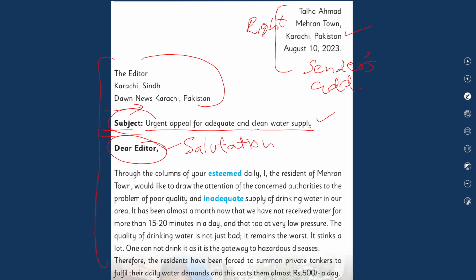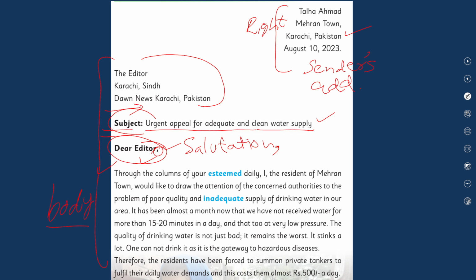Dear editor, respected editor, followed by the comma. Then you will start writing the letter. Now here again we have different paragraphs. We have reached the body of the letter. The first paragraph always tells the reader why you have made the effort to write this letter in the first place.